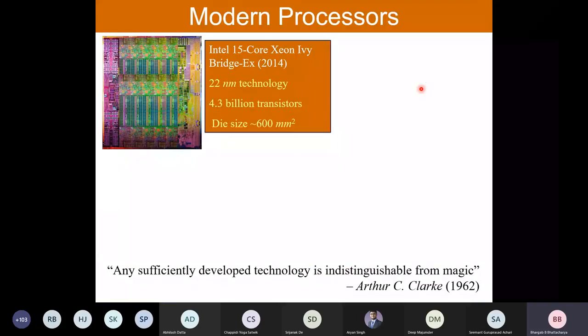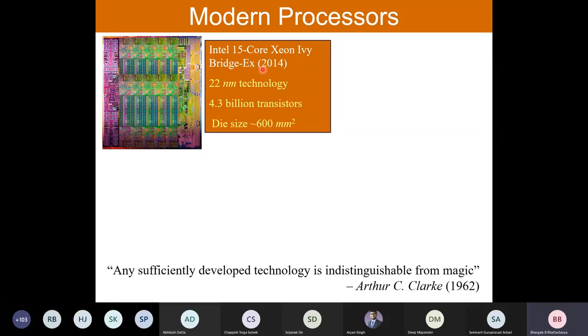Some modern processors, like the 2004 Intel 15-core Xeon IV, this tiny chip, this is the die area. Die means the semiconductor or silicon chip without the encapsulation, without the packing material and so on. That is called the basic die. The die size, as you can see, is 6,000 millimeters square, very small. And this encapsulates 4.3 billion transistors.